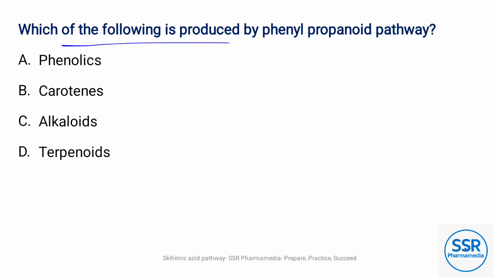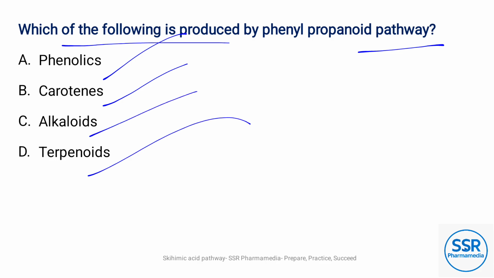Which of the following is produced by the phenylpropanoid pathway? Option A, phenolics. Option B, carotenes. Option C, alkaloids. Option D, terpenoids. So the answer is option A, phenolics.